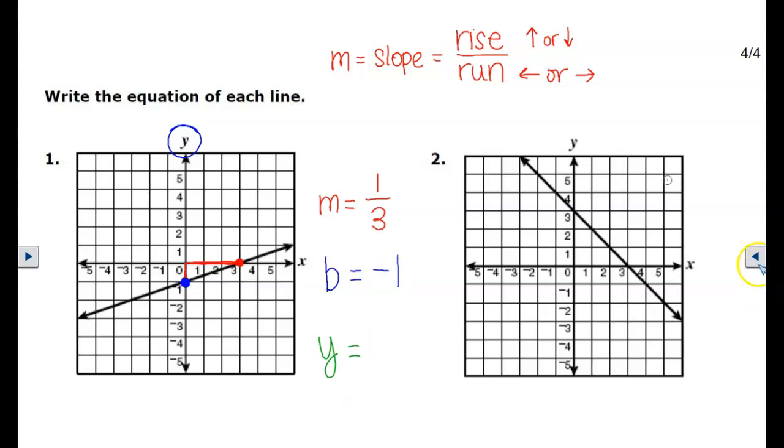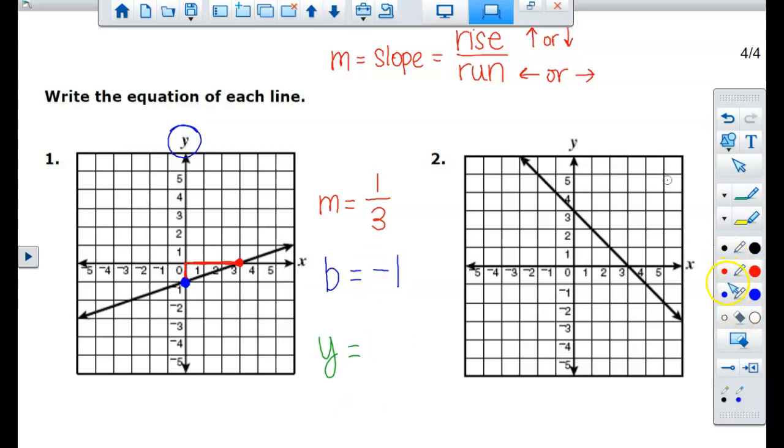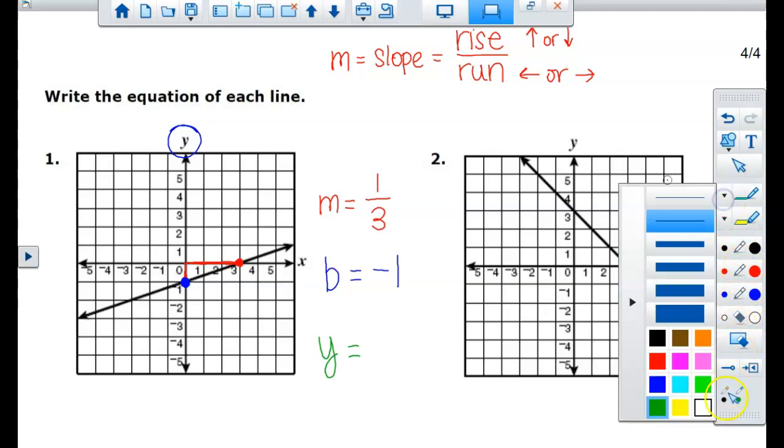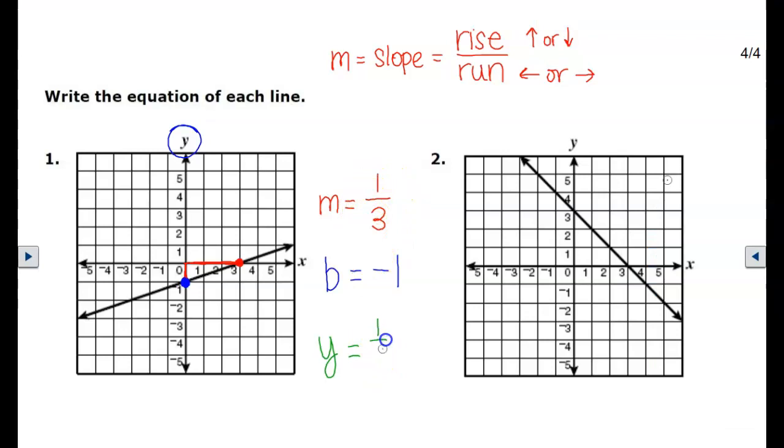So I have my m equal to 1/3. I have my b equal to a -1. So now I'm ready to write my y equals mx plus b equation. So for the mx part, I'm going to put 1/3 in for m and get 1/3 x. And then for my plus b part, I'm going to put in -1, so I will have -1. So right there would be the equation for this line.